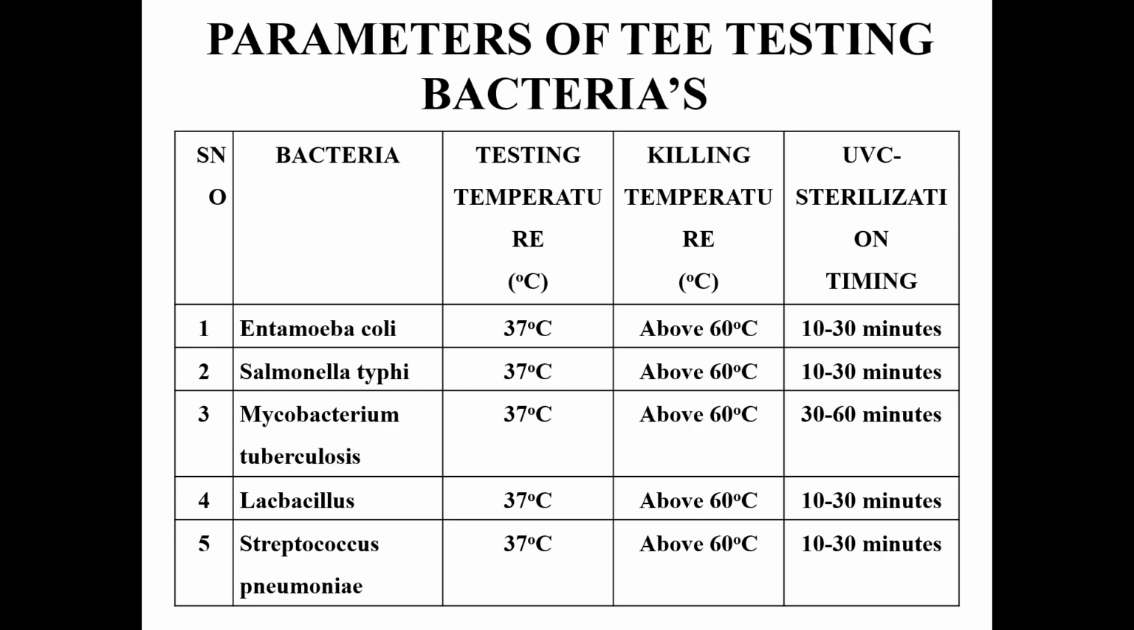As for Salmonella typhi, also known as the typhoid-causing bacteria, the testing temperature is 37 degrees Celsius, and the killing temperature is above 60 degrees Celsius, which should be maintained for a duration of 10 to 30 minutes. The same goes for Mycobacterium tuberculosis, Streptococcus pneumoniae, and Lactobacillus bacteria also. Every bacterium goes with the same testing temperature of 37 degrees Celsius, and its killing temperature is 60 degrees Celsius, maintained for a duration of 10 to 30 minutes within the UV light.